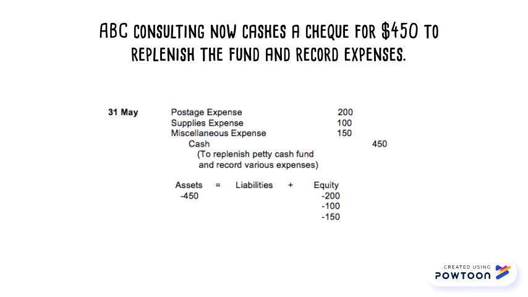ABC Consulting now cashes a check for $450 to fully replenish the fund and record expenses. The entry increases the expense accounts and decreases the cash account for the amount of the check.